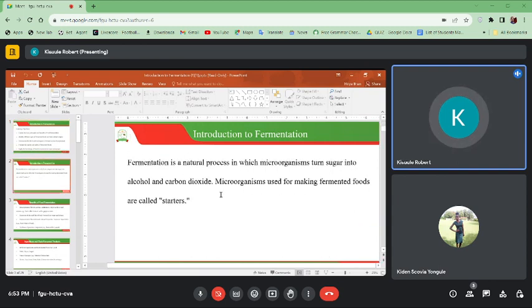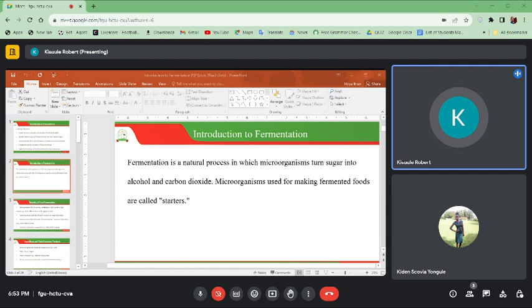Okay, so friends, a brief introduction on fermentation. We say this is a natural process in which microorganisms turn sugar into alcohol and carbon dioxide. So microorganisms used for making fermented foods are called starters. We understand that when we talk of natural, this is something that takes place on its own.